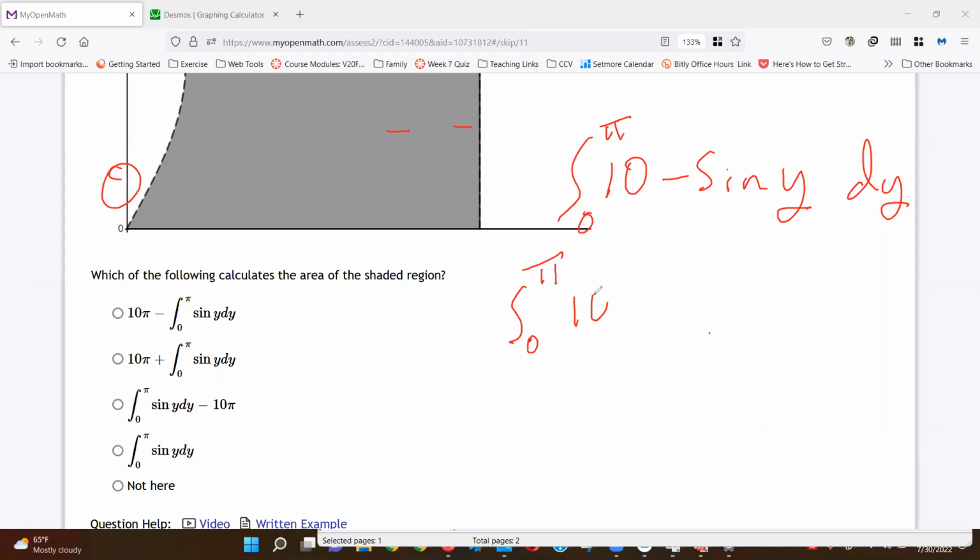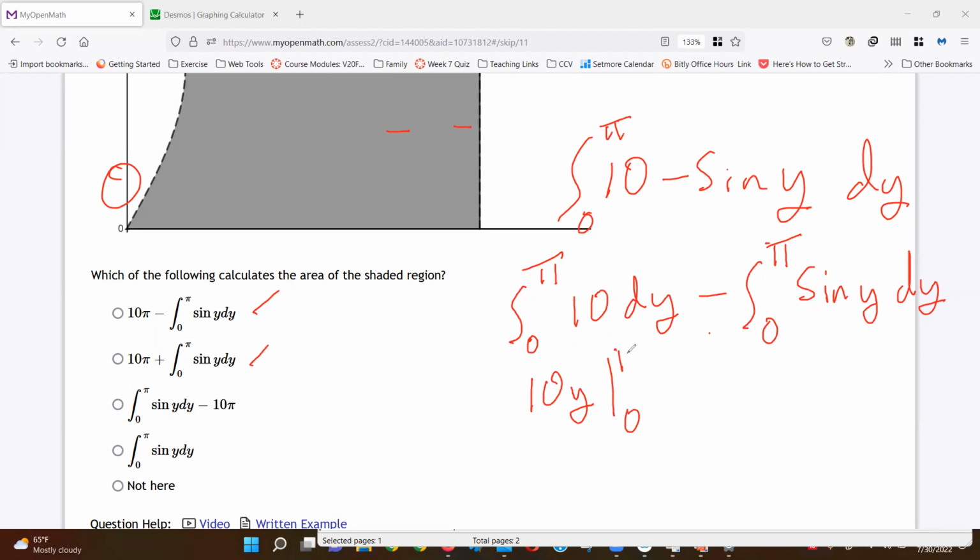So the integral from 0 to pi of 10 dy minus, that negative 1 is just a constant multiple, of sine y dy. And then you can kind of see it's one of these two, and that's negative, so maybe that's it. Let's make sure. What's the antiderivative of 10 dy? Isn't that 10y? And then we evaluate that from 0 to pi. So that gives me 10 times pi minus 10 times 0, which is 0. And now you see how it's choice 1, and that's where that 10 pi came from.